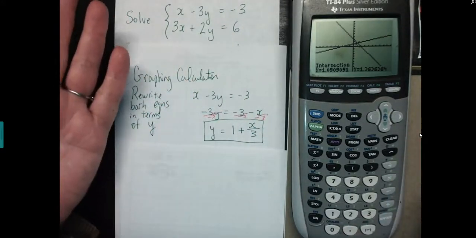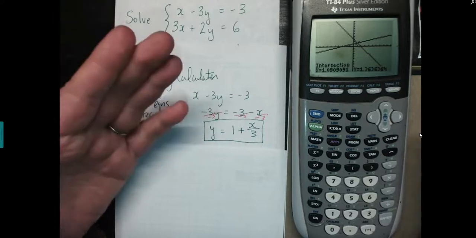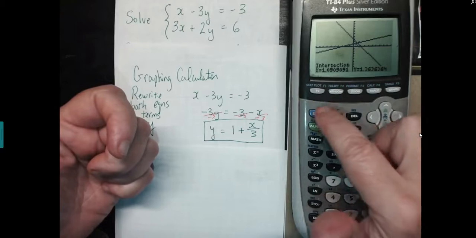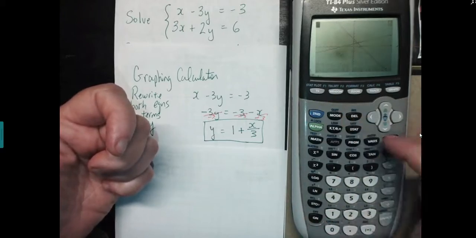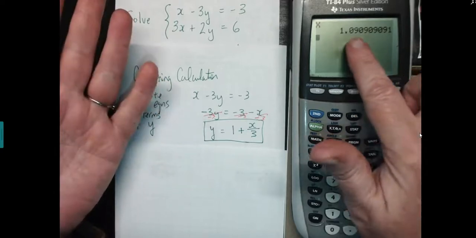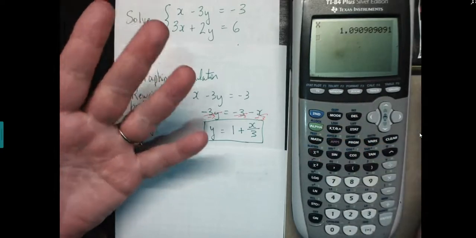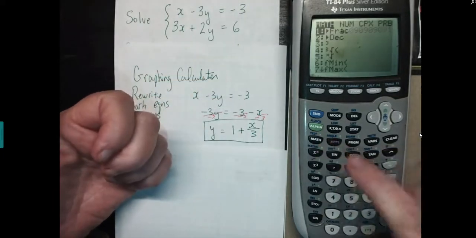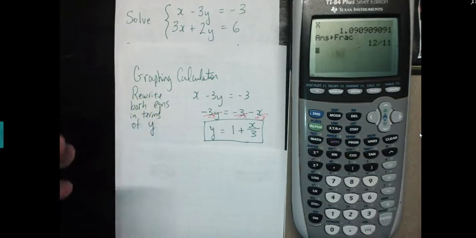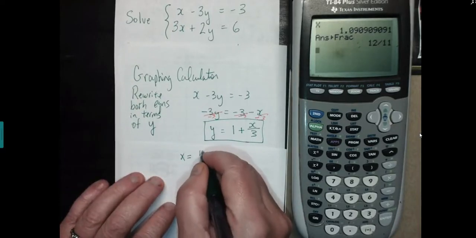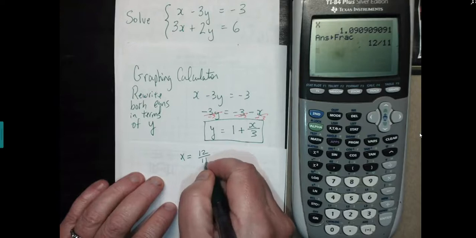So how do you get this? Well, what we need to do is to quit out of this screen and second, and then the mode button, and then press X, and then press enter. That gives me the full expansion for X, and then I'm going to ask my calculator to do this as a fraction. So math, enter, enter. And so my X value is equal to 12/11.